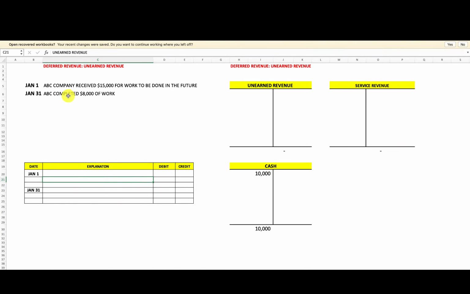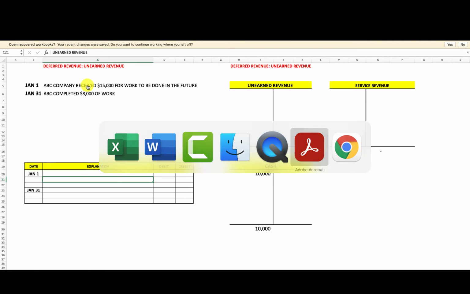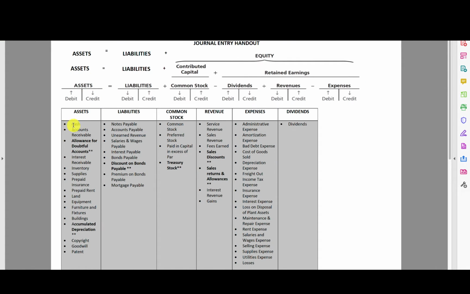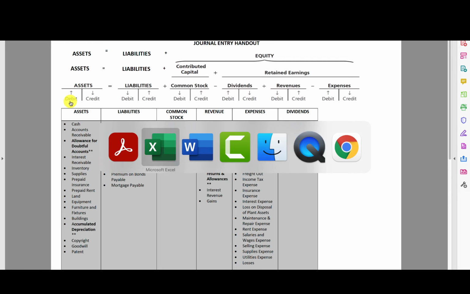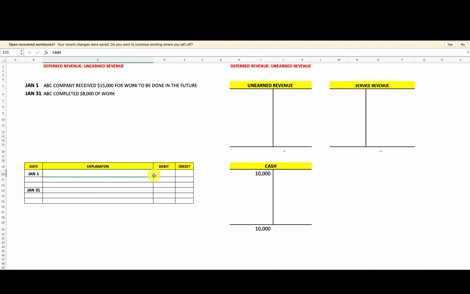All right, so ABC Company received $15,000 for work to be done in the future. So what did ABC Company receive? ABC Company received $15,000 in cash, right? So let's go here. So here we have cash is going up, so that's a debit. We're going to debit cash for that amount, right?